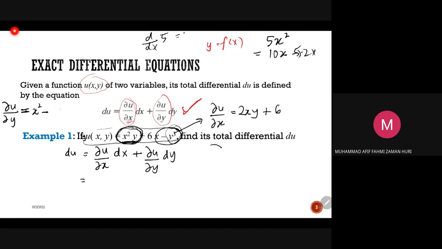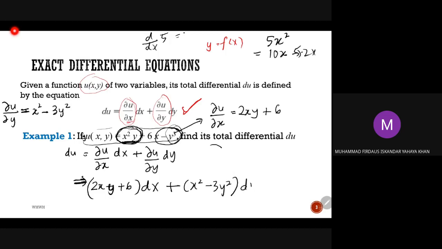Cepatlah, minus 3y, 3y cube you akan dapat 3y square. Yes, minus 3y square. Okay, so kita dapat both. So sekarang ni saya nak tunjuk, orang Terengganu kata beradung, tunjuk sesa. Okay, sebenarnya jawapan ni you boleh je tulis terus. So maknanya sekarang ni kita ganti je lah terus 2xy tambah 6 dx tambah dengan x square minus 3y square dy. Okay, so this is our answer for example 1.